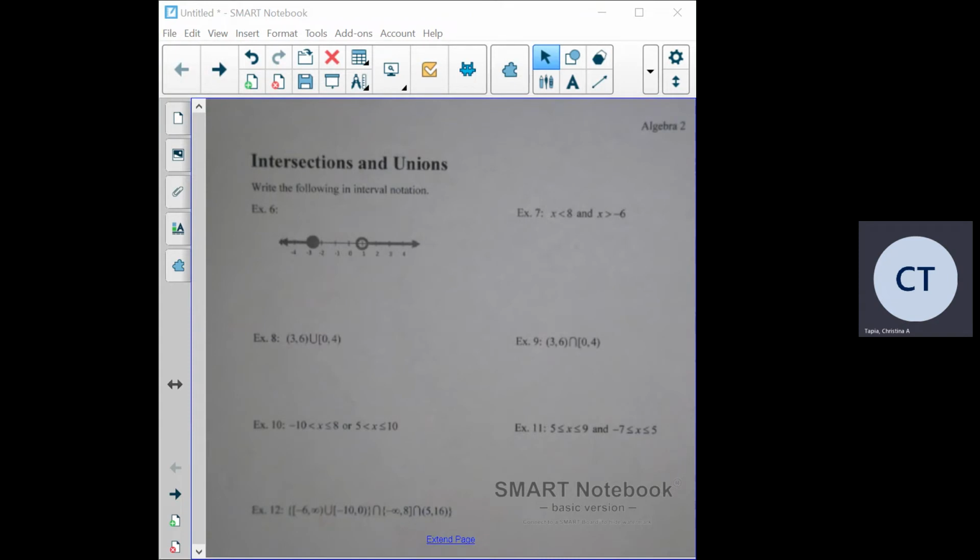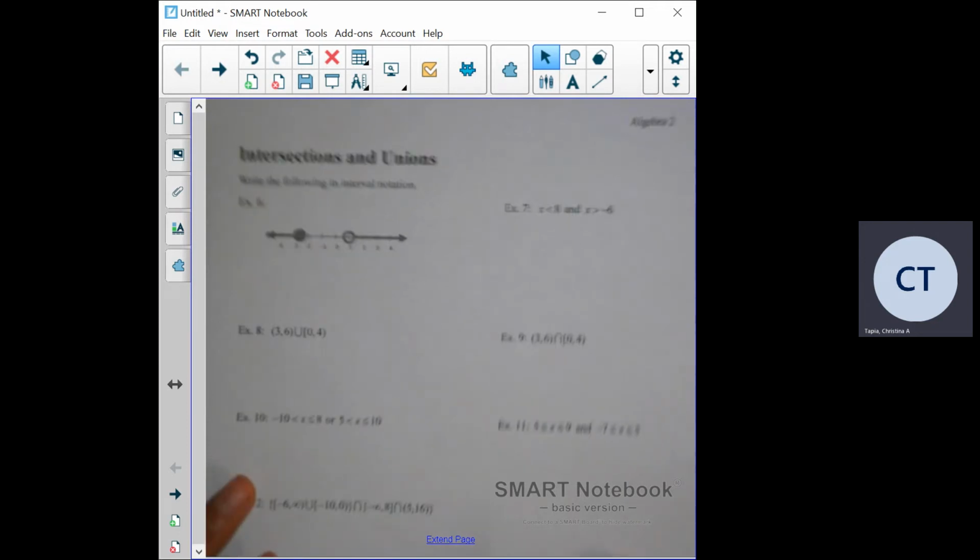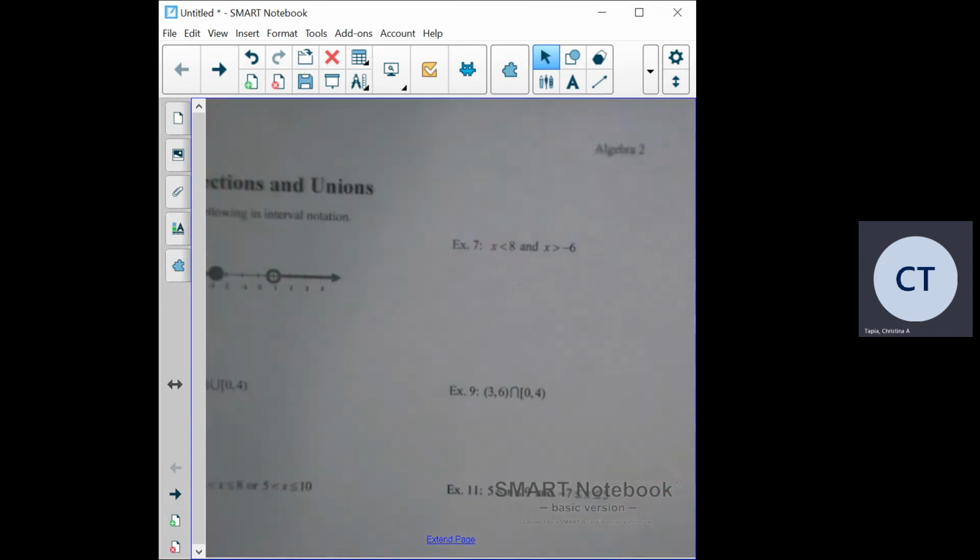So in our notes for intersections and unions, we're going to go over that briefly. You already did the interval notation notes. That was yesterday. So today we're going to take what you learned there and apply it to this page. Before I do that, I want to make a little note on the page.